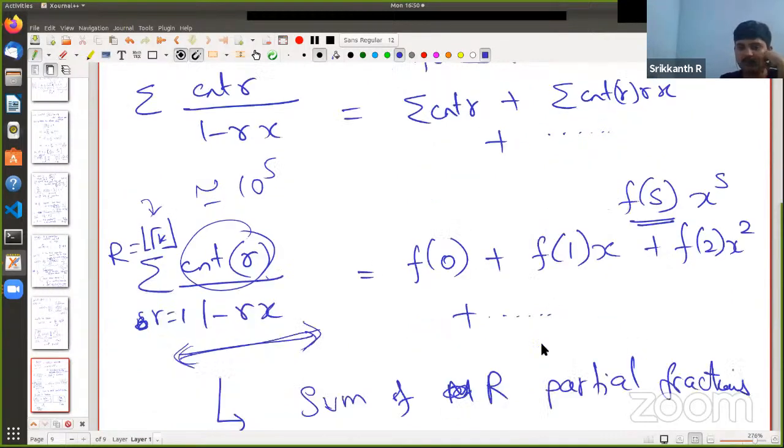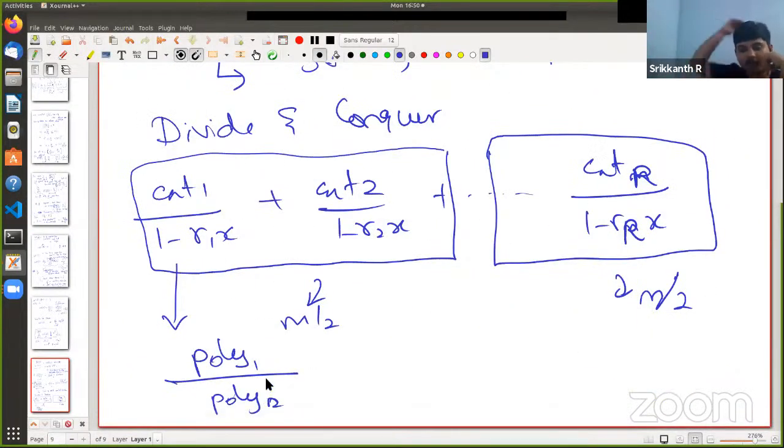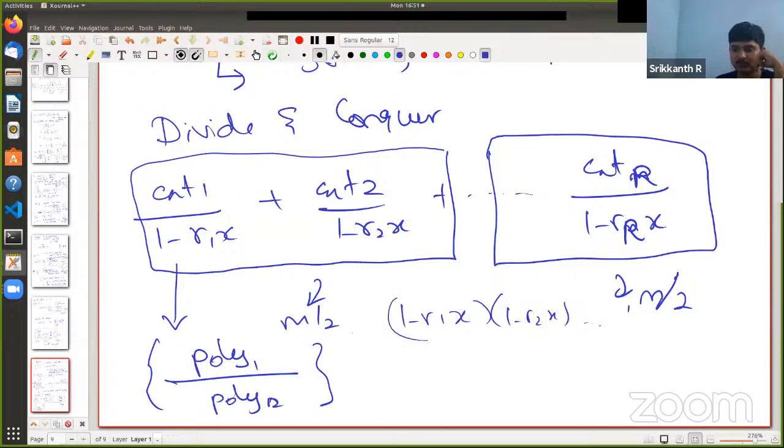So by writing these fractions down on the left hand side, if I can simplify this partial fraction into numerator by denominator, then I can find the coefficient of x to the s in this expression quickly. And all right, so what will be the degree of the two polynomials, the numerator and the denominator, if we take LCM? The LCM is 1 minus r1x into 1 minus r2x and so on till 1 minus rrx. The LCM's degree is r, right? And similarly, the numerator terms are also degree less than r. So I can simplify this to a polynomial of degree r in the numerator and a polynomial of degree r in the denominator.